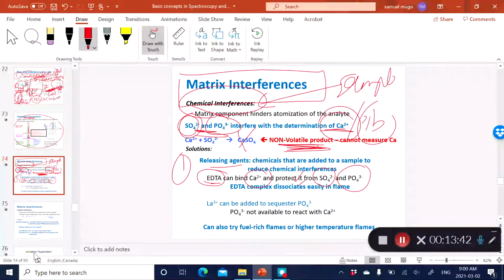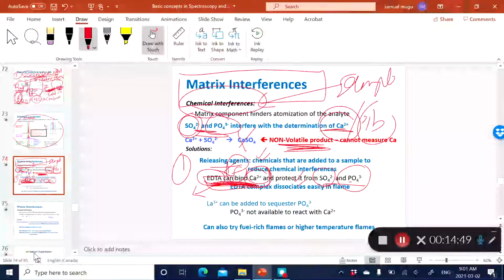We know that EDTA tends to bind calcium preferentially, meaning the Kf, the formation constant, is fairly high, meaning that if you've got the sulfates and the phosphates there and you add the EDTA, calcium will preferentially react with the EDTA. But we know that the ionization energy, really, of calcium EDTA is a lot lower than, say, calcium phosphate, meaning you don't need very high temperatures to cause the atomization. Or rather, I should have said the bond energy between the calcium and the EDTA is not as high, and so you don't need very high temperatures. And so because of that, you are releasing the calcium and making it available for easy atomization.